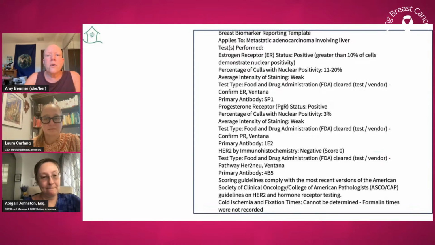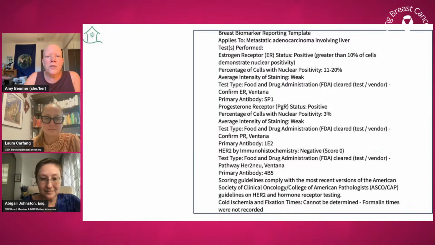But here, the status here is positive, greater than 10% of cells demonstrate positivity. And then it gives the more exact number, 11 to 20%. And then it gives you the test type, the antibody type, blah, blah, blah. We don't care. But what we next care about is the progesterone receptor, positive at 3%. All right. And then we go down again, stuff we don't care about.